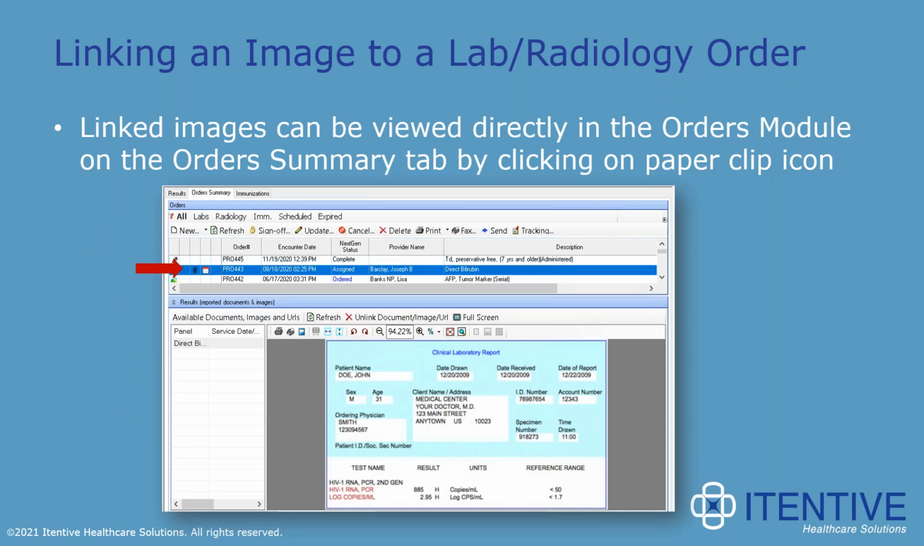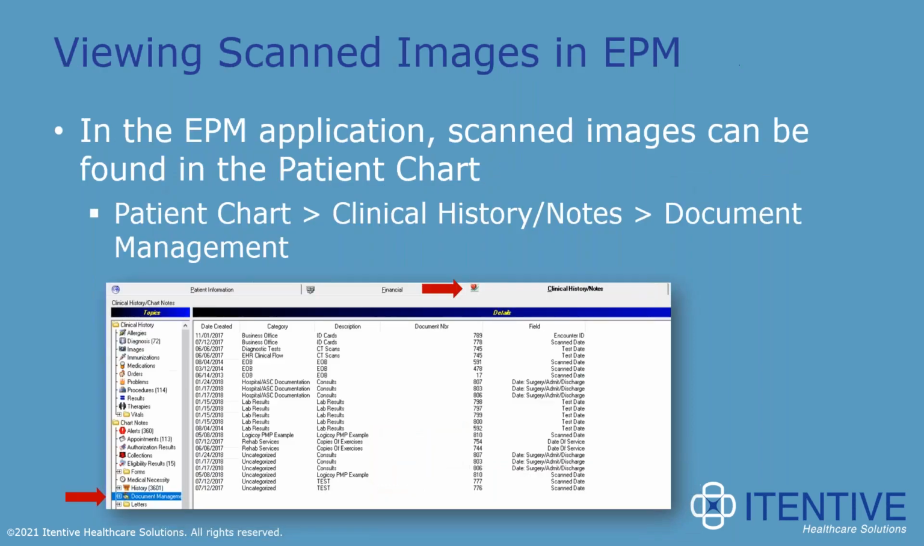So this is how our linked images would be viewed. For example, in the orders module, on that order summary tab, we could click that paperclip icon, and then you can see I can view the actual order as well as the image directly in the EHR. In addition to viewing those scan items in the EHR application, you can also see them in our practice management application. These would be visible in the patient's chart under our clinical history and notes tab in our document management category.